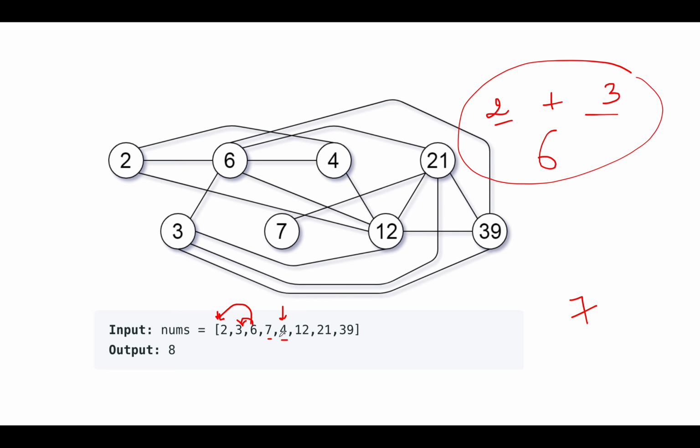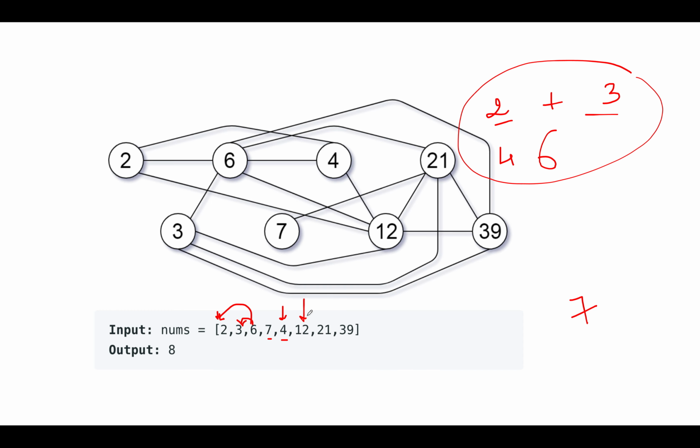Yes, 4 is connected with 2. 4 is also connected with 6. We can see that the GCD of 2, 4 is 2. The GCD of 6, 4 is also 2. As a result of which 4 also will lie in this bracket. Is 4 connected with 7? It's not. As a result of which 7 is still treated as an independent island.